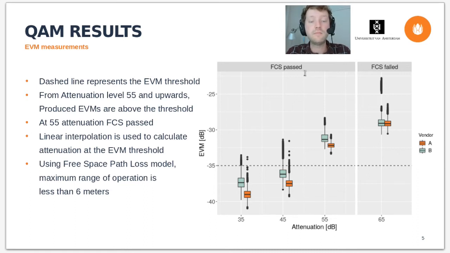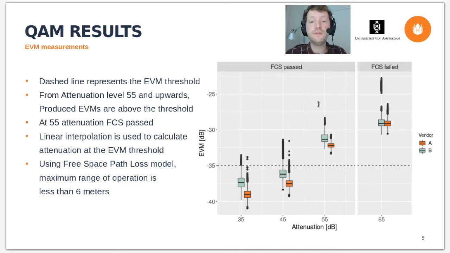In this diagram, the obtained EVM values are plotted against the total attenuation used in the experiment. Each box plot represents a different experiment configuration for each vendor. The dashed line indicates the EVM threshold for successful transmissions, provided by the 802.11ax specification. As can be seen, with an attenuation of 55 decibels, the obtained EVM is higher than the threshold. This would indicate that the signal contains too much noise to use 1024 QAM in transmission.